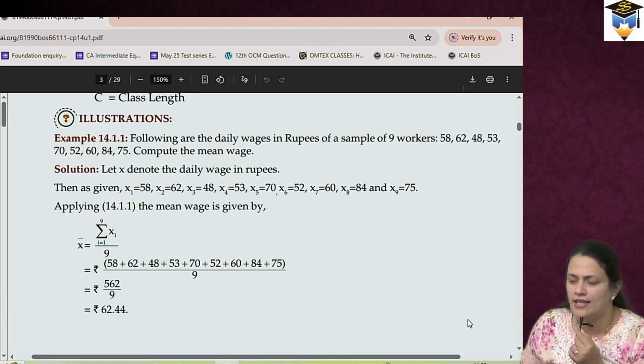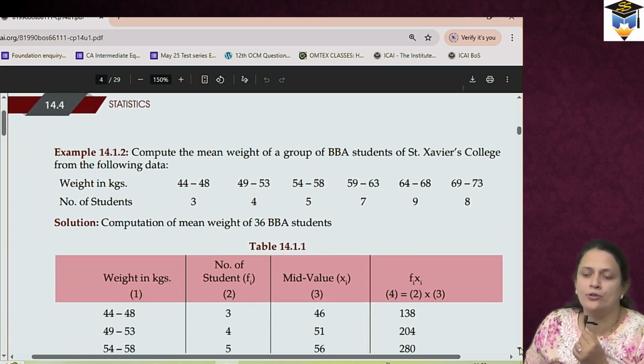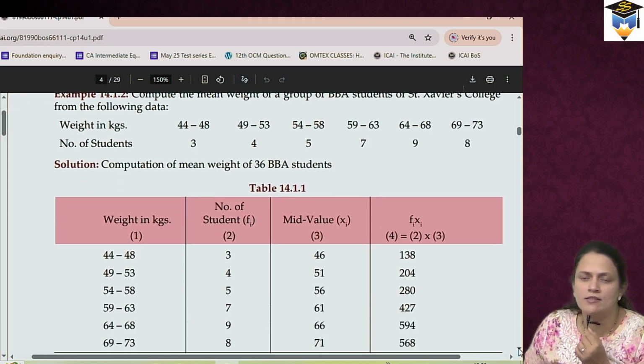Now next example. So this was very easy, but now when frequency is given to you, see over here you can see classes are given to you. Are they continuous classes? No. So do you need to convert them to continuous classes? Why? No need. Let us see why.